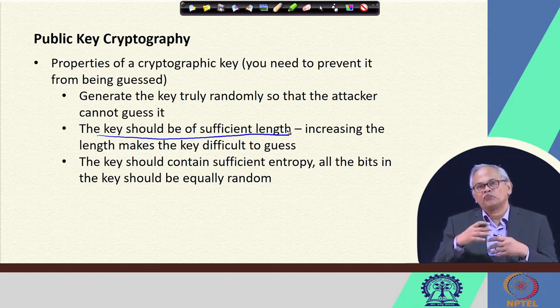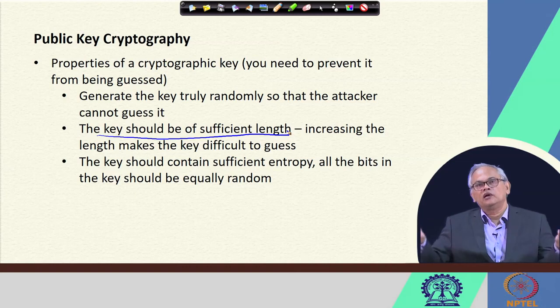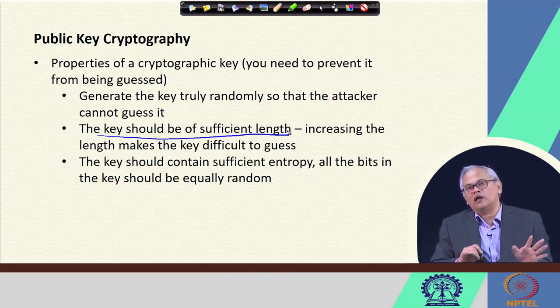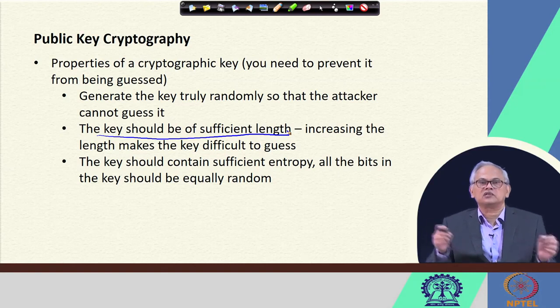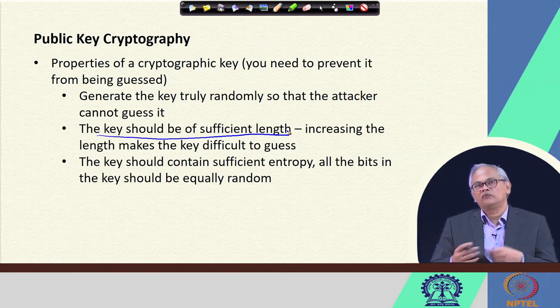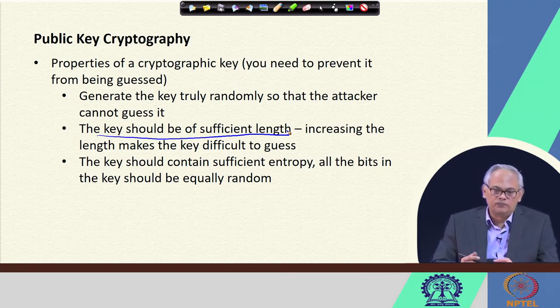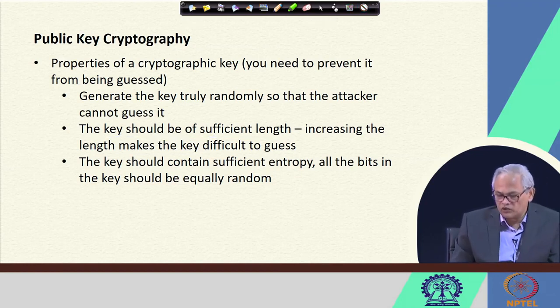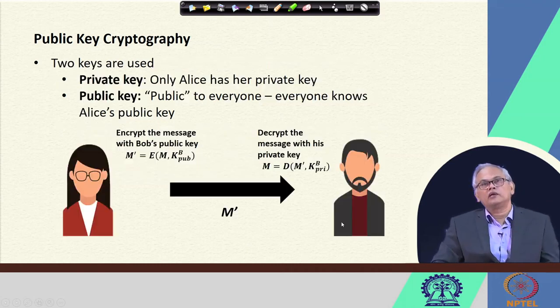That means that typically, if we consider these keys to be binary digit strings, that is bit strings, then it should not be the case that it always starts with 1. Then the attacker will first choose 1 and then try out the combinations, or the first and the last bit should not be 1. So, there should be sufficient such variations in the different bits, and that is what causes higher entropy in the key. So, all the bits in the key should be equally random. These are some of the important properties that we need our public key cryptographic keys to satisfy.